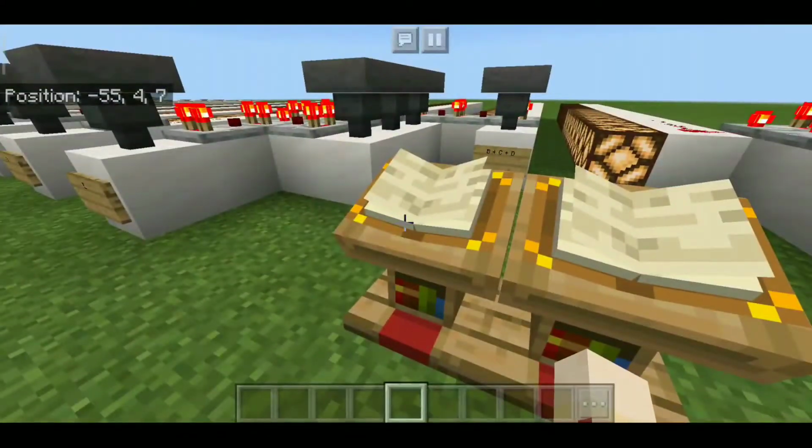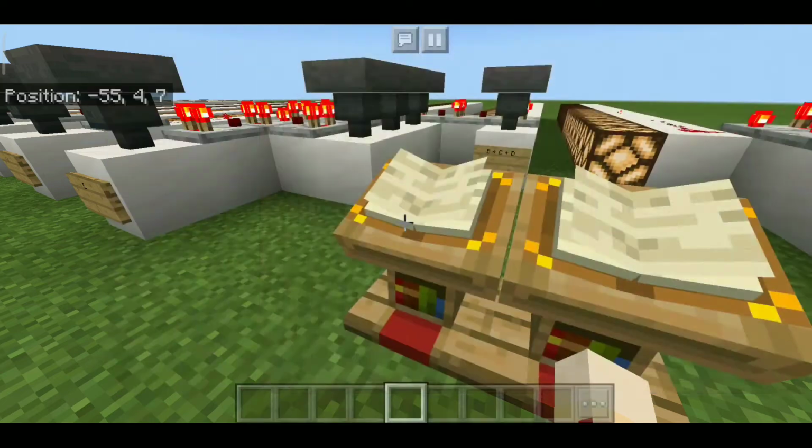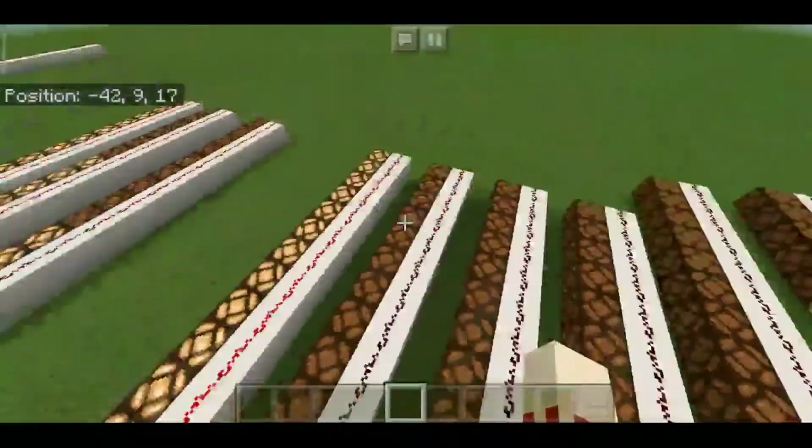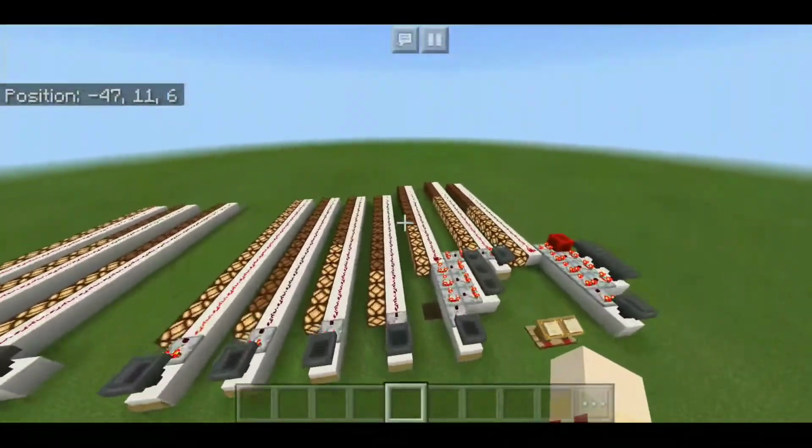Now I will show you in a more detailed way. Over here a had the value of 15, b had the value of 1, c 6, and d 3 in the previously mentioned subtraction that I showed you. If we subtract the three numbers from 15, we get the answer 5, which is e. Using the previous formula, if we subtract e from a, which is 15 minus e, then we should get the sum of those three numbers, which is 10. And that's exactly what's happening over here.